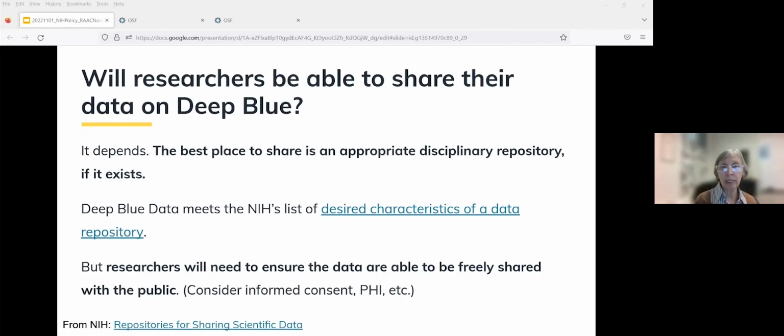But it's important to realize that meeting the desired characteristics of an NIH repository doesn't necessarily mean that it's the right repository for you. I mean, there's like a floor, it's not a match or a ceiling of what the requirements are. So there are vast differences between the access constraints on some repositories versus others, and those can be hugely important for meeting any privacy or security concerns that you have.